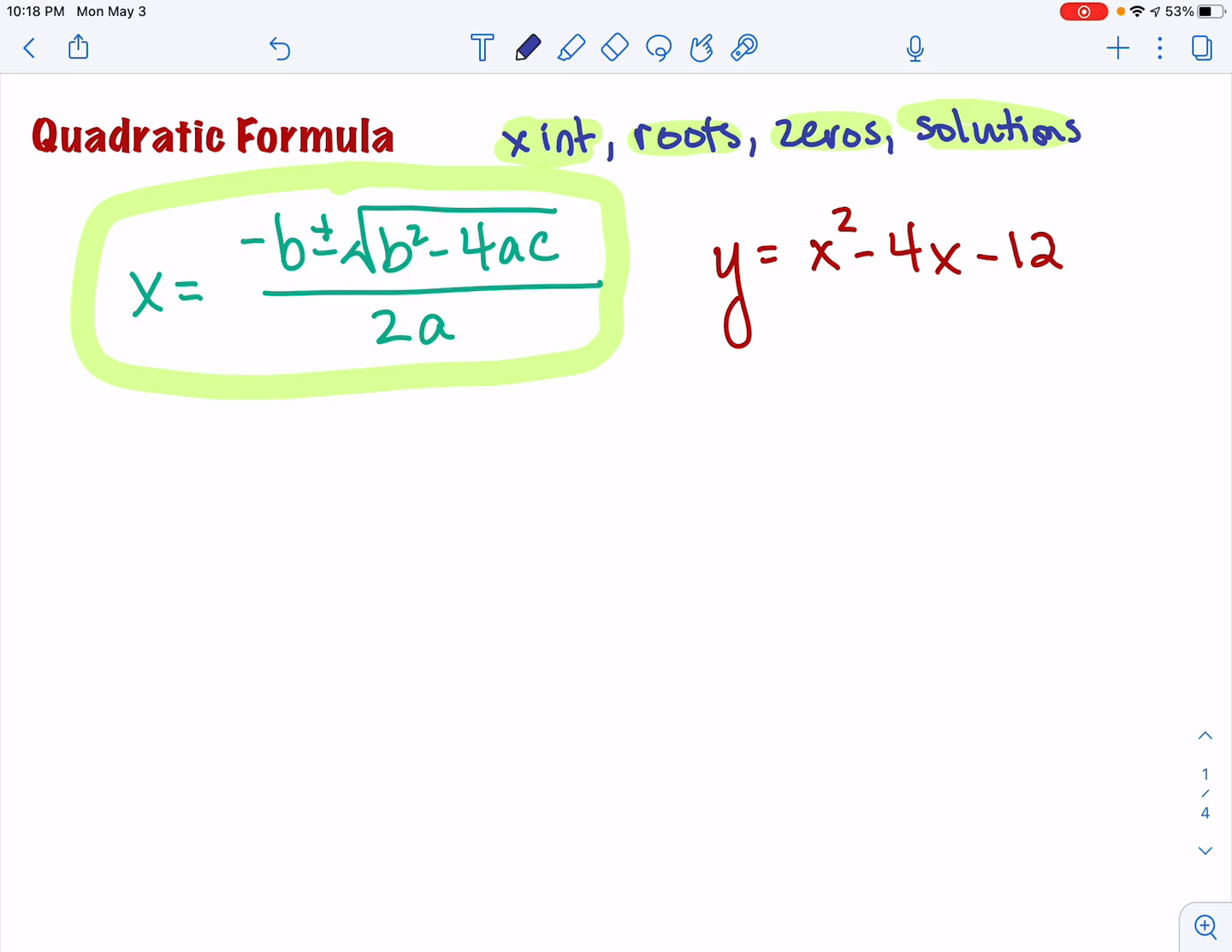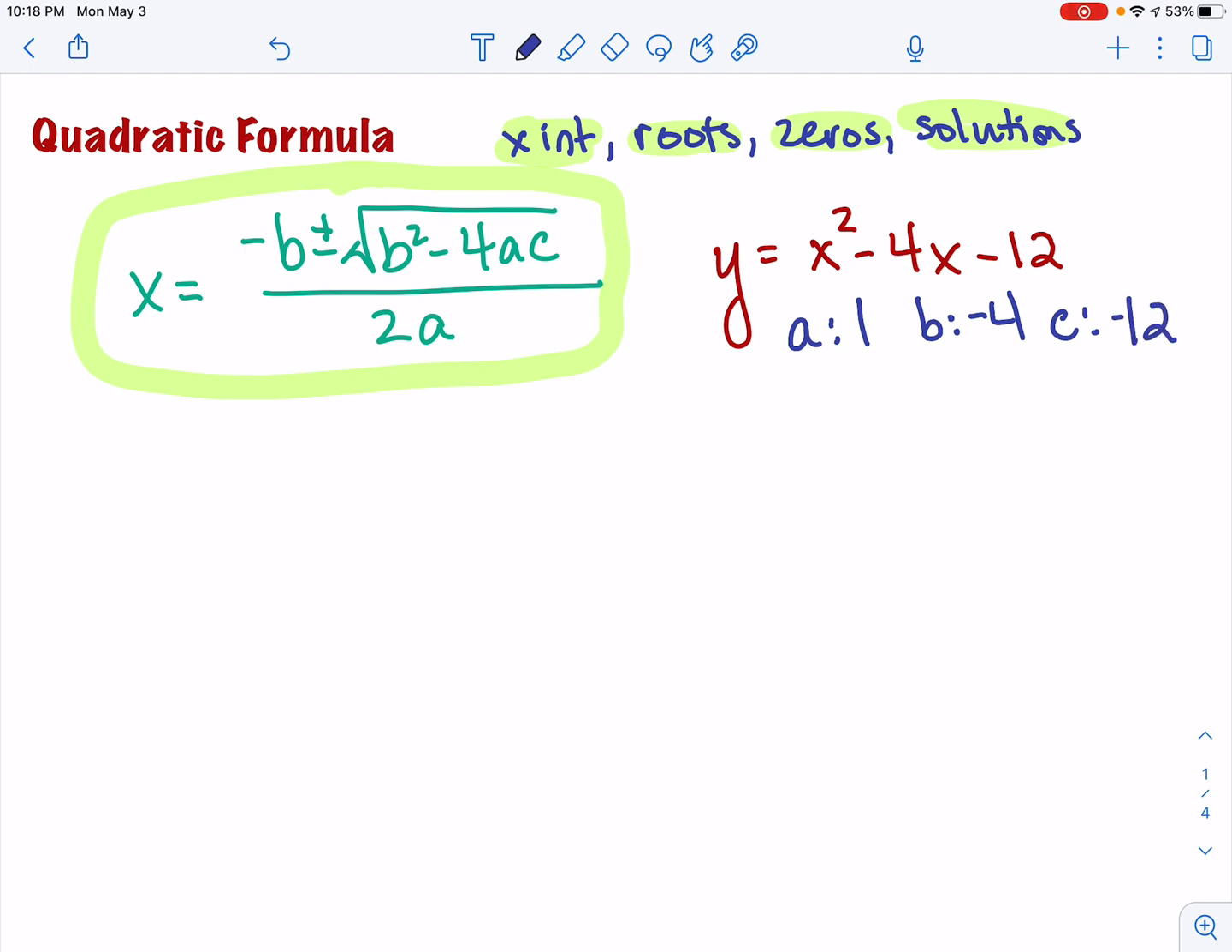On the right here you see my equation. I have to identify 3 variables, my a, my b, and my c. Since this equation is written in standard form, it's super easy. The coefficient of your x squared is your a, and in this case, in front of our x squared is a 1. The coefficient of your x is your b value, in this case -4. And c is your constant, and in this equation, it's -12.